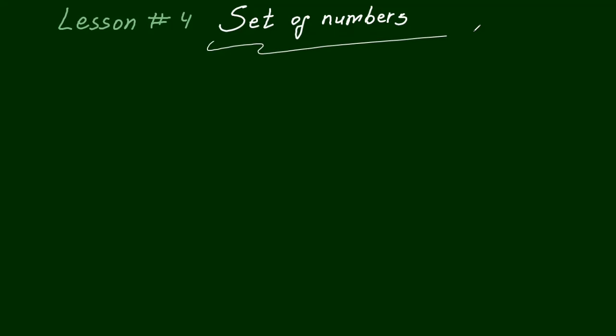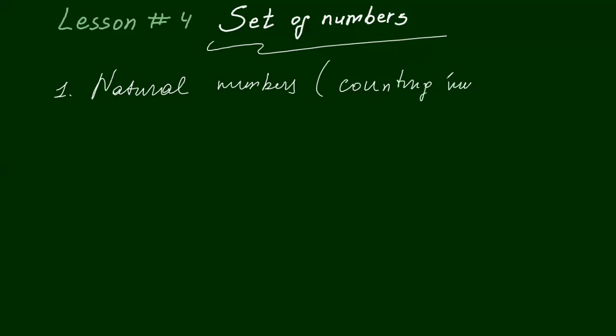The first number set in the history of mathematics was the set of natural numbers. So I write here the first number set, natural numbers. They were used for counting by our ancestors, and that's why these numbers are also called counting numbers. So I write here in brackets, counting numbers.